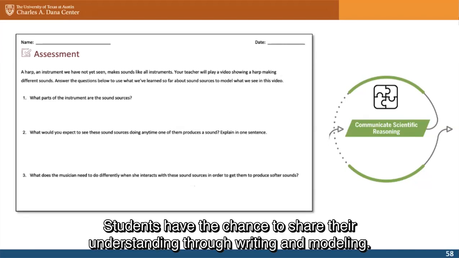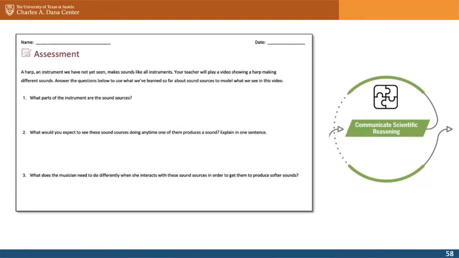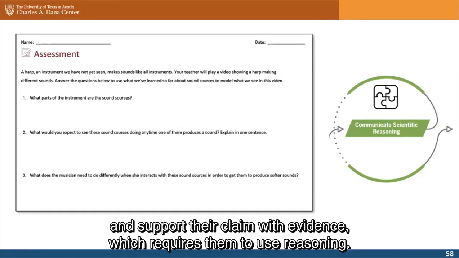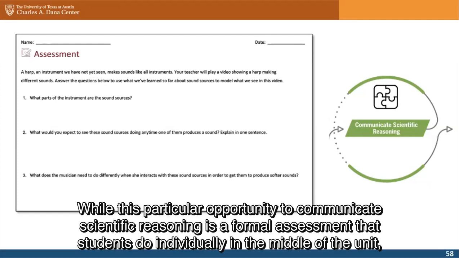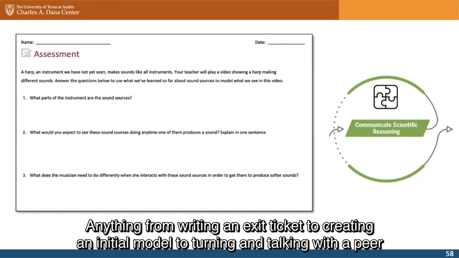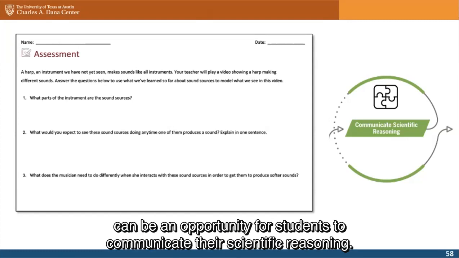Students have the chance to share their understanding through writing and modeling. One of the things students are asked to do is make a claim about which graph matches a given scenario and support their claim with evidence, which requires them to use reasoning. While this particular opportunity to communicate scientific reasoning is a formal assessment that students do individually in the middle of the unit, students are communicating their scientific reasoning throughout the unit in a variety of ways. Anything from writing an exit ticket, to creating an initial model, to turning and talking with a peer can be an opportunity for students to communicate their scientific reasoning.